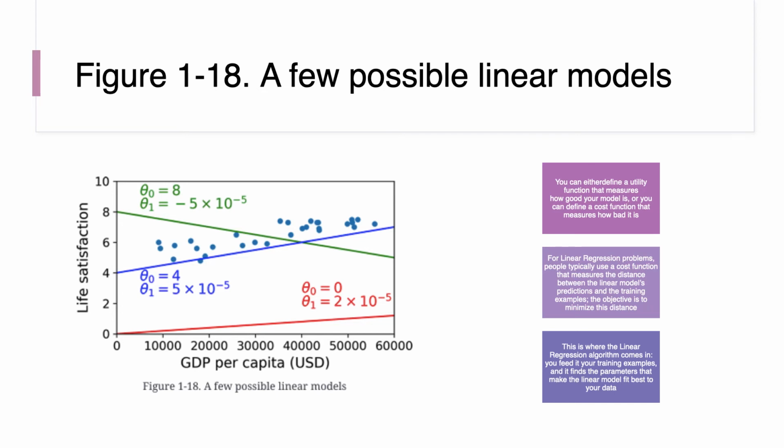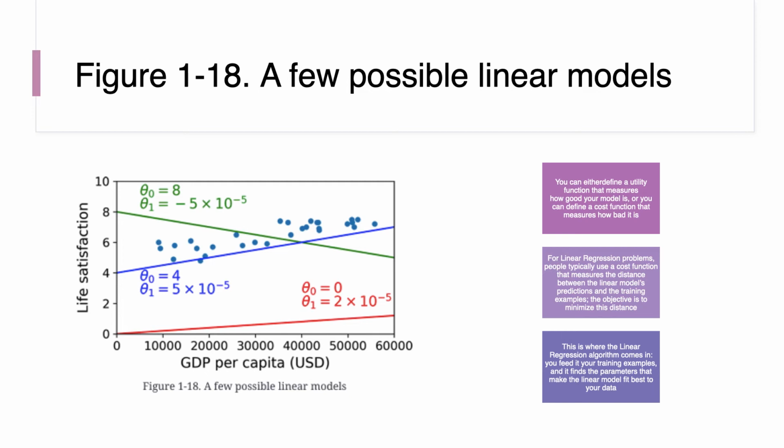You can either define a utility function or fitness function that measures how good your model is, or you can define a cost function that measures how bad it is. For linear regression problems, people typically use a cost function that measures the distance between the linear model's predictions and the training examples. The objective is to minimize this distance. This is where the linear regression algorithm comes in. You feed it your training examples, and it finds the parameters that make the linear model fit best to your data. This is called training the model.